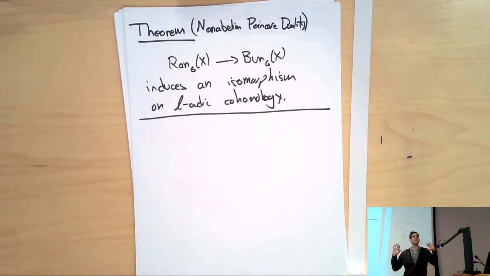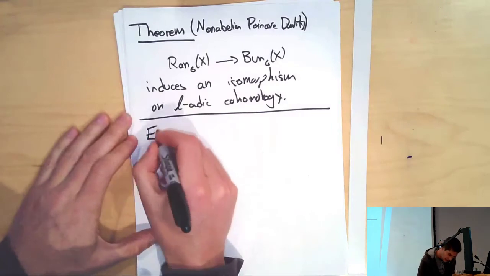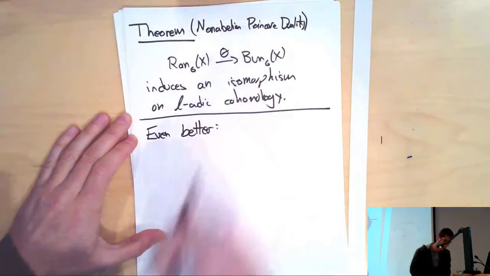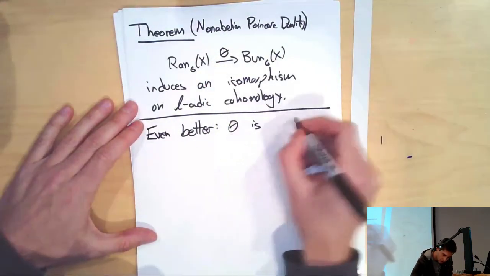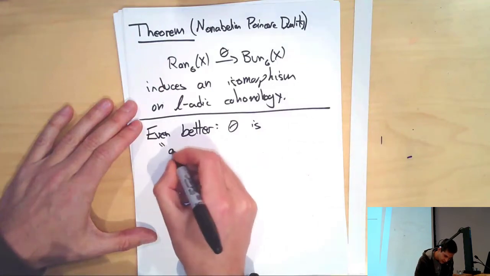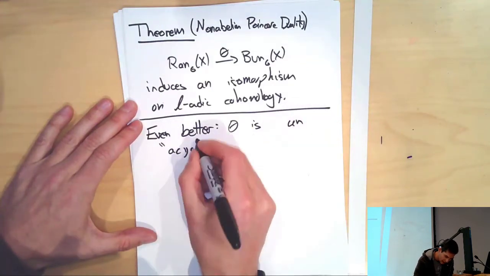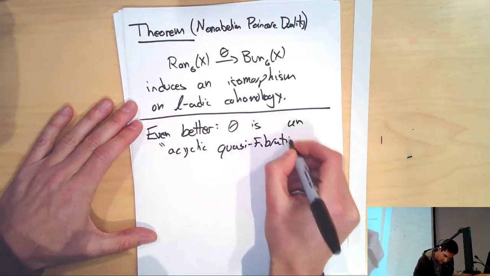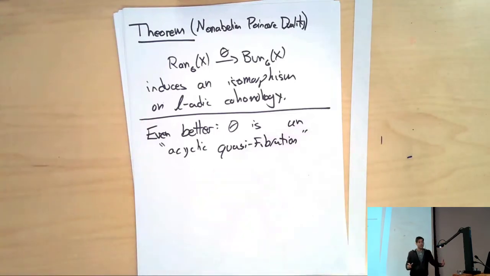Well, the first idea is that there's an even stronger statement here. So even better, let me call this map theta. Theta is what in topology you would call an acyclic quasi-fibration. That means that it's inducing an isomorphism on cohomology because all of the fibers have trivial cohomology, and that's true even for a more general notion of fiber.